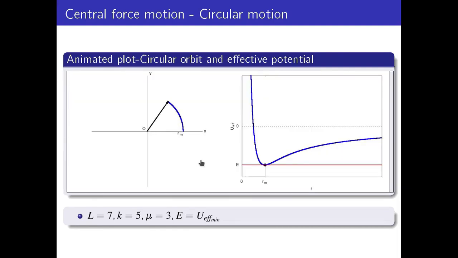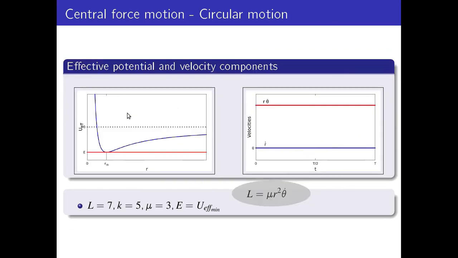In these animated plots, we see the orbit again at the left and the effective potential at the right. This black dot shows the position of the R value. And as it is seen, as our objects follow the circular orbit, the R value does not change as expected. And in these graphs, we see the effective potential at the left and the components of the velocity at the right. As it can be seen, R dot is equal to 0 and R theta dot is constant. And these results show that angular momentum, which is equal to mu R square theta dot, is constant.